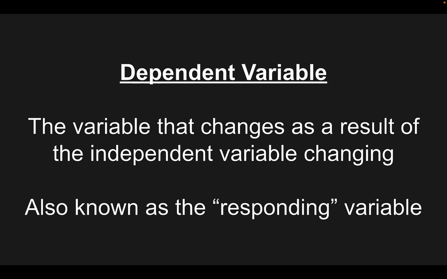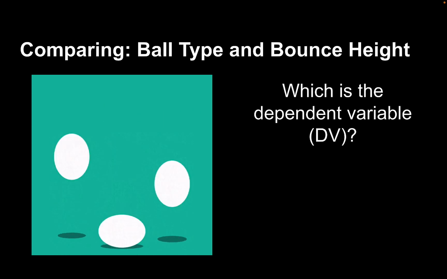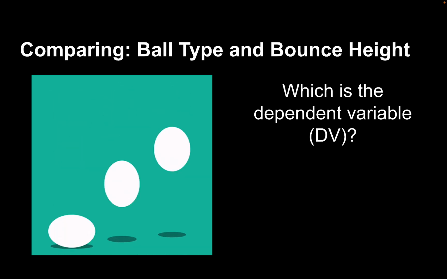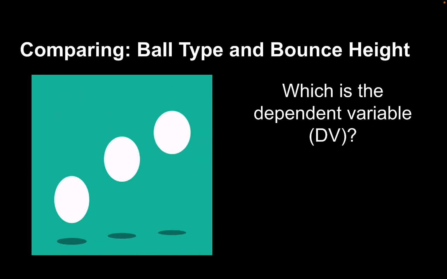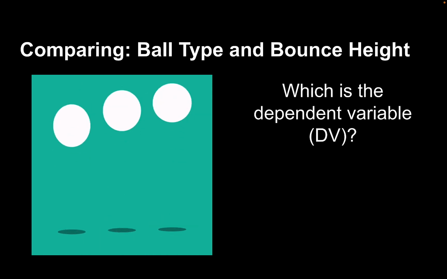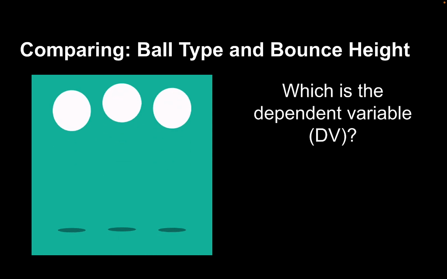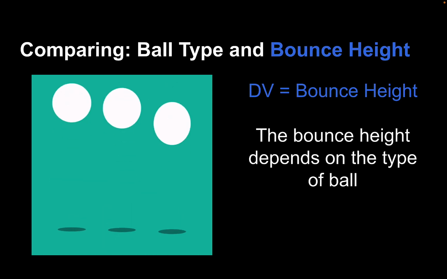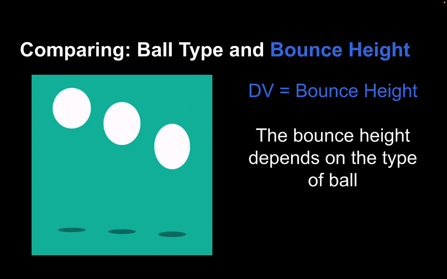Now the dependent variable is the thing that changes as a result of the independent variable changing. Some people call that the responding variable. But this is our data. This is what we're collecting. So if we have once again this example of the ball type and bounce height and comparing those two, which is the dependent variable? Well, the dependent variable is going to be the bounce height.